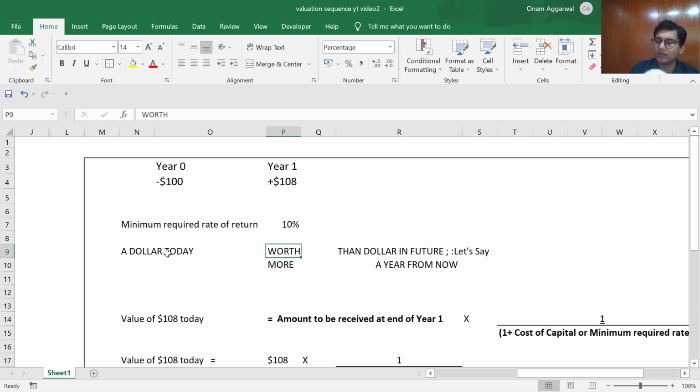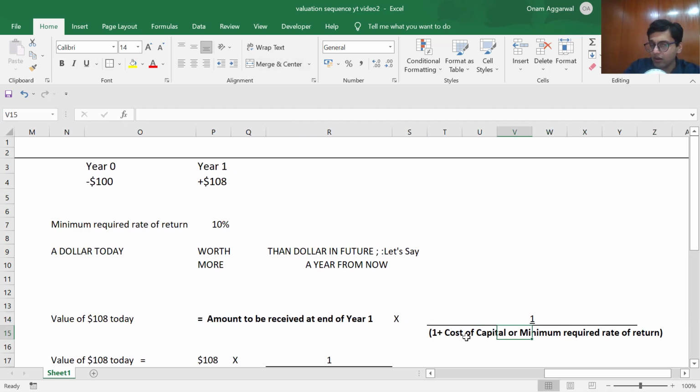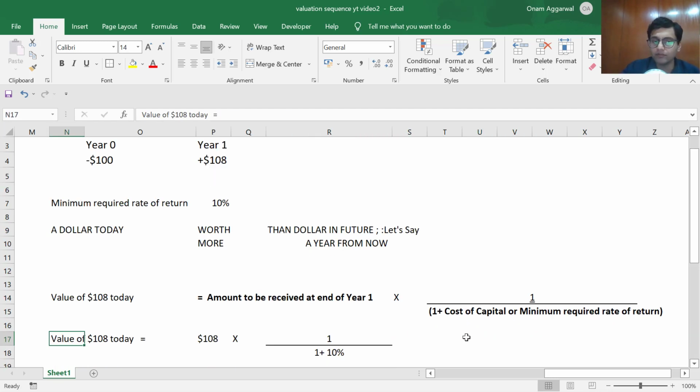So this is how the present value is calculated. The formula for calculating present value is the amount to be received in the future. In this case, this is the amount to be received at the end of year 1. We multiply that amount by 1 upon 1 plus the cost of capital, or the minimum required rate of return on investments of the investor. In this case, that is Mr. Musk. So if you want to calculate the present value of this $108 for Mr. Musk today, what shall you do?